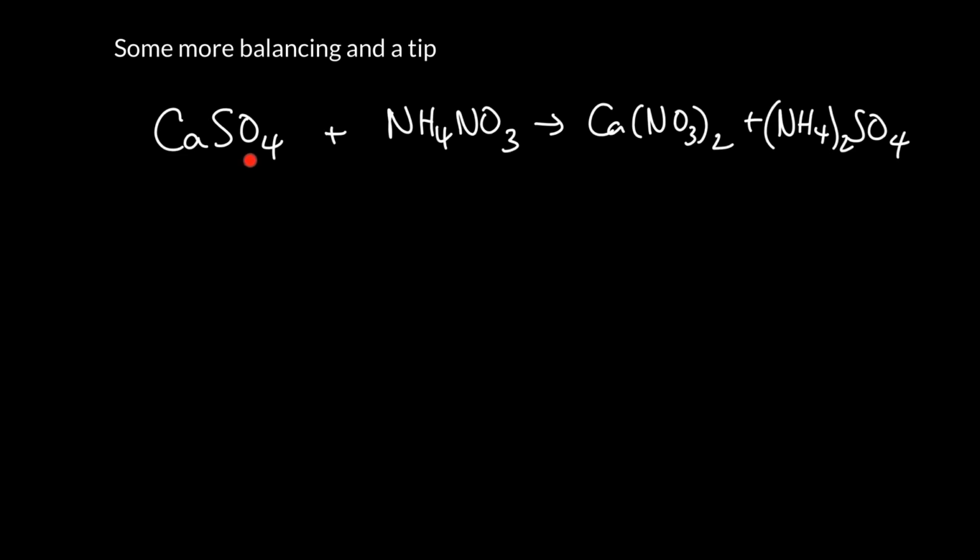If you look at oxygen, there's oxygens here, here, here, and here. It's going to be really hard to figure out what the coefficients are. If you look at nitrogens, you've got them here, here, and here, and you've got them here on the other side.